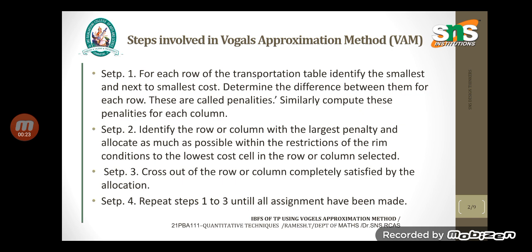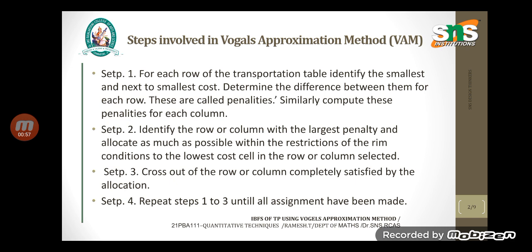Step 1. For each row of the transportation table, identify the smallest and the next to smallest cost. Determine the difference between them for each row. These are called penalties. Similarly, compute these penalties for each column. Next step, identify the row or column with the largest penalty and allocate as much as possible within the restrictions of the rim conditions to the lowest cost cell in the row or column selected.